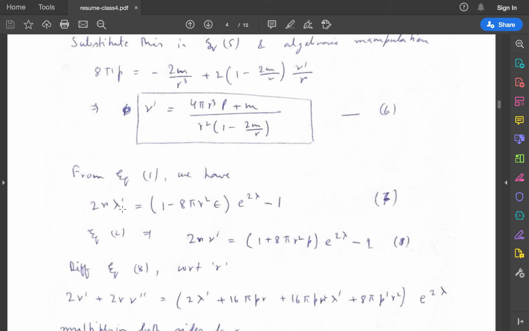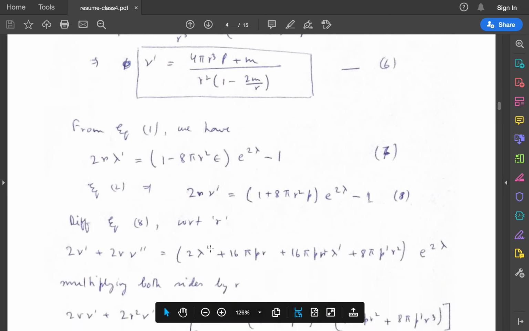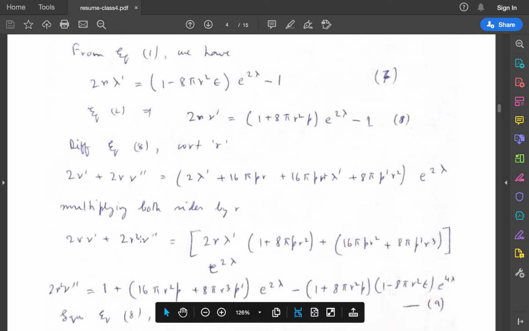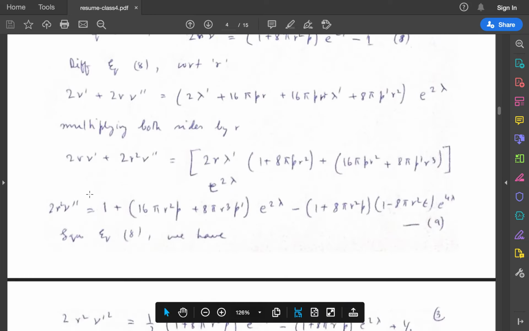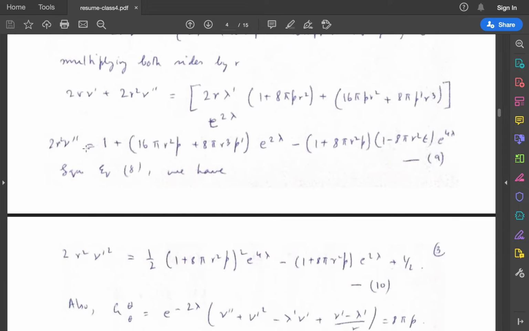This is given in terms of lambda dash, and from equation 2 we get equation, let us say, 8 in terms of nu dash. Differentiating equation 8 with respect to r is very simple, you can do it. We get this big expression. Multiplying both sides by r and solving for nu double dash, we get nu double dash to be this whole big expression divided by twice r square.